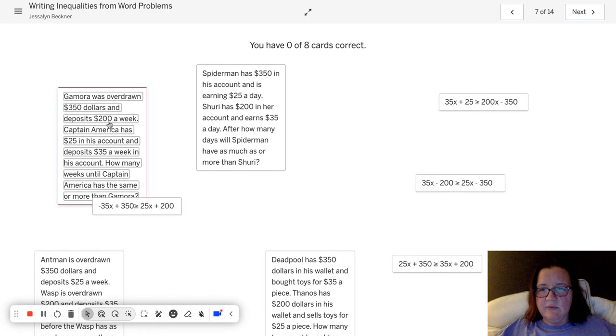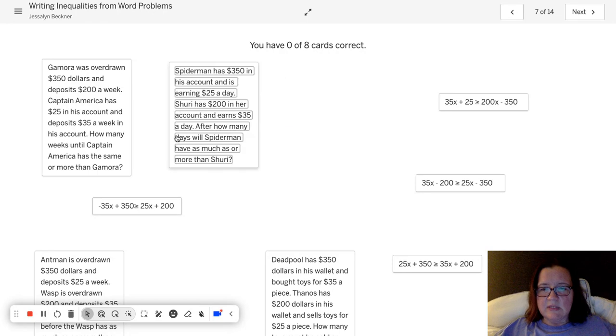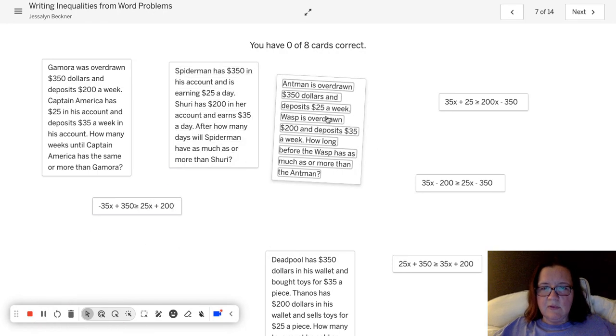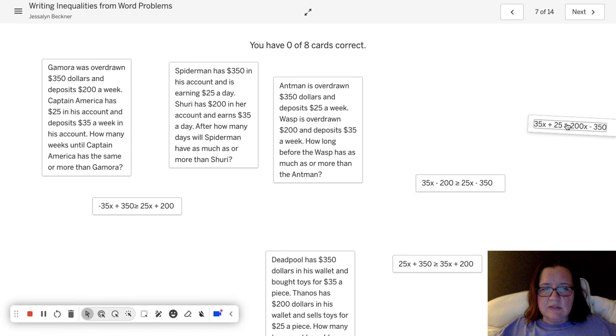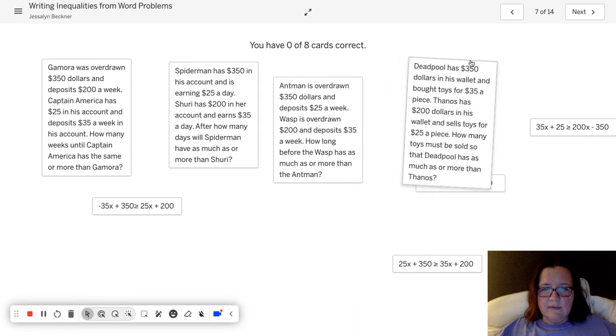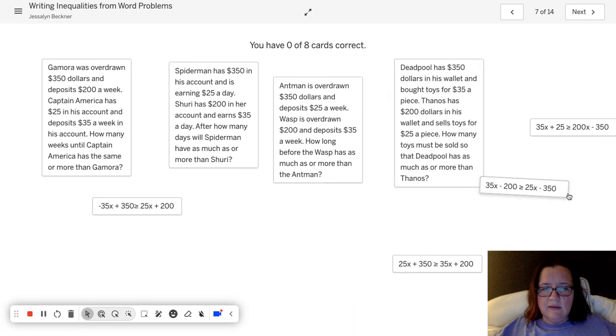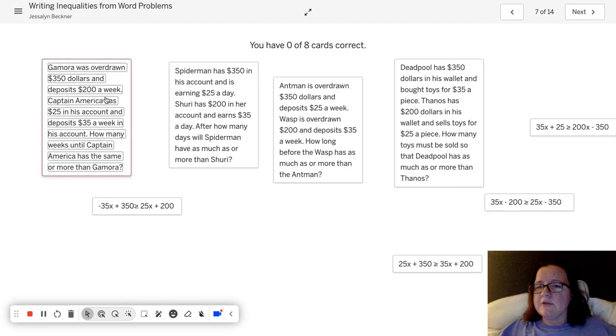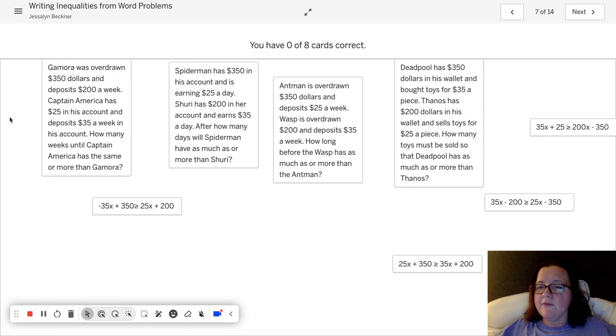All right, so what I did with this one is I moved all the word problems in a row. I moved some of the inequalities over so I could see. Okay, so let's read the first one. Gamora was overdrawn $350 and deposits $200 a week. Captain America has $25 in his account and deposits $35 a week in his account. How many weeks until Captain America has the same or more than Gamora?